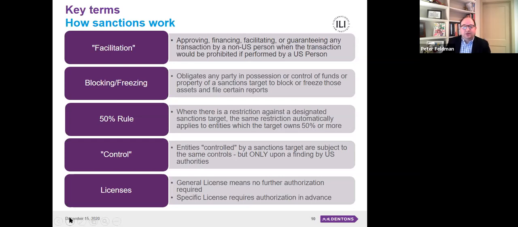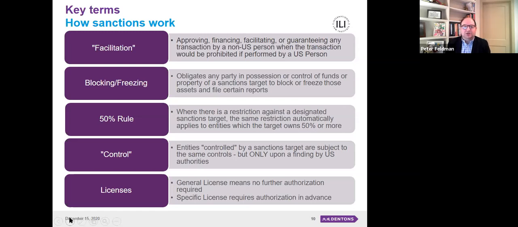The second key term here is blocking or freezing. And this is how the United States controls property that's targeted, property that's within U.S. jurisdiction of people who've been designated. Now, here there's an important legal distinction. Title to this property doesn't change. Title to the property that's blocked stays with the target. What the blocking or freezing does is it prohibits the person who holds the title from exercising the powers and privileges that normally go with being the title holder, unless there's an authorization from OFAC.